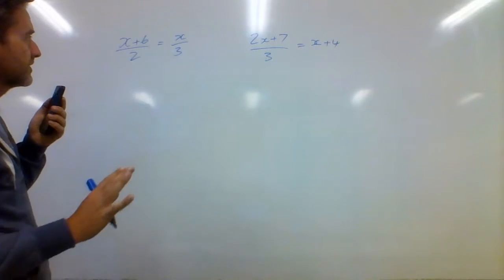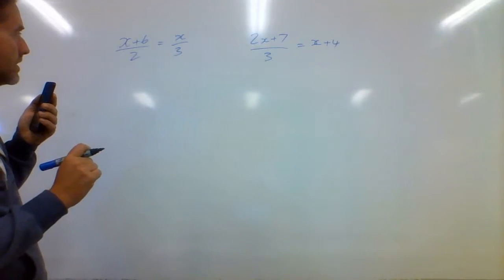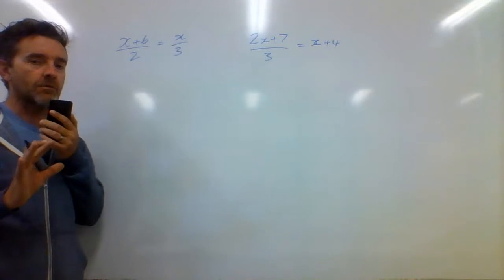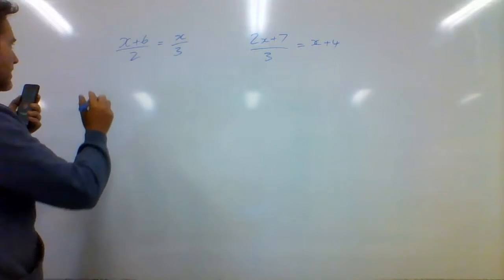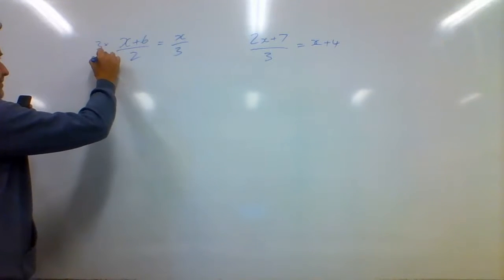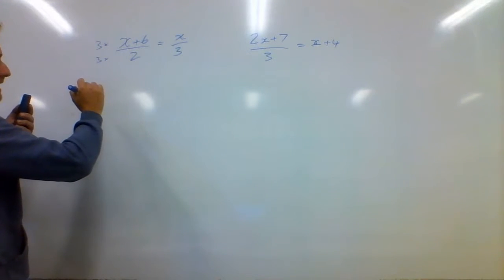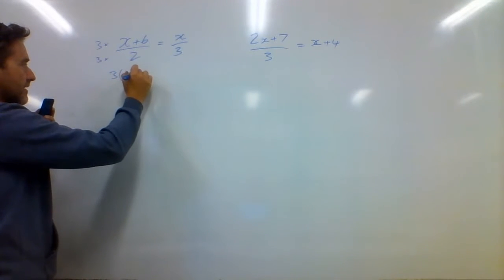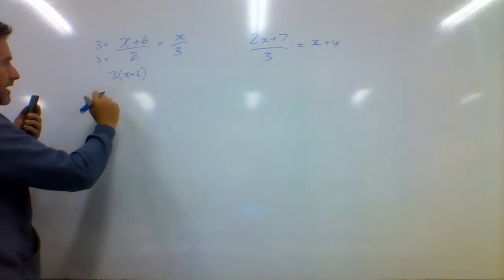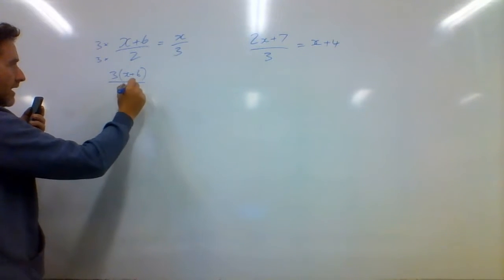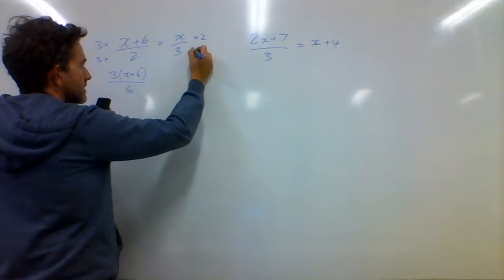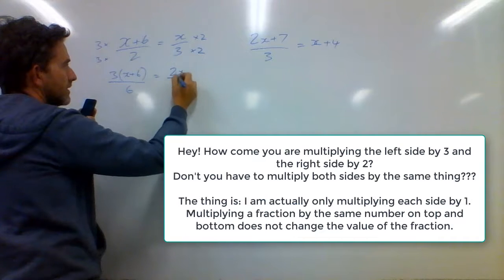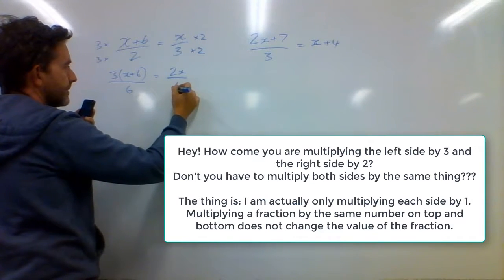But let's just look at the process we're doing here. What I'm going to do is essentially cross-multiply to get rid of these numbers down here, and I'll show you how it works. If I multiply the top and the bottom over here by 3, that means I would end up with 3 lots of x plus 6, that's multiplying the top, over 6. And if I multiplied both of these by 2, I would end up with 2x, 2 times x, over 6.